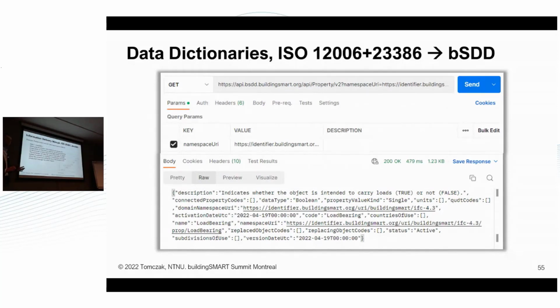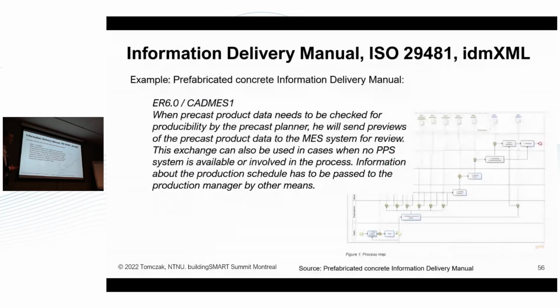And also we have information delivery manuals, which is a standard that tells us how to describe our whole workflow, let's say. It consists of those maps that are in the, not UML, business process model notation, BPMN. This is a way to structure your processes and to tell when you need to exchange requirements and when you need to exchange information. And this is an example coming from the prefabricated concrete IDM, which is available.